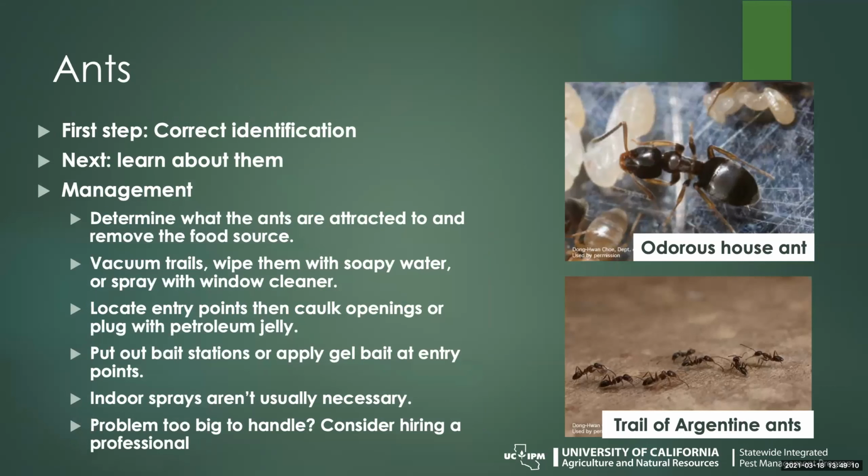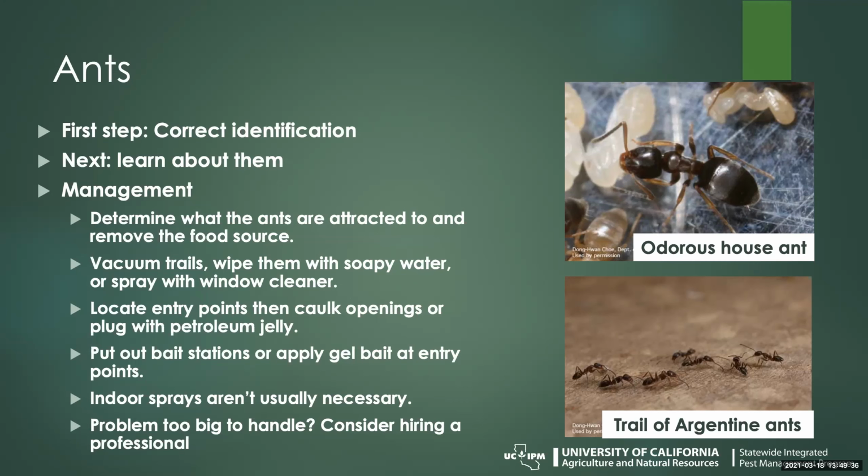For some of the common indoor pests, such as ants. With ants, there are many species of ants. There are more than 250 species of ants in California. Not all of them are going to be pests in the house, but there are a dozen or more that want to come in the house, that will be attracted to the conditions inside structures.